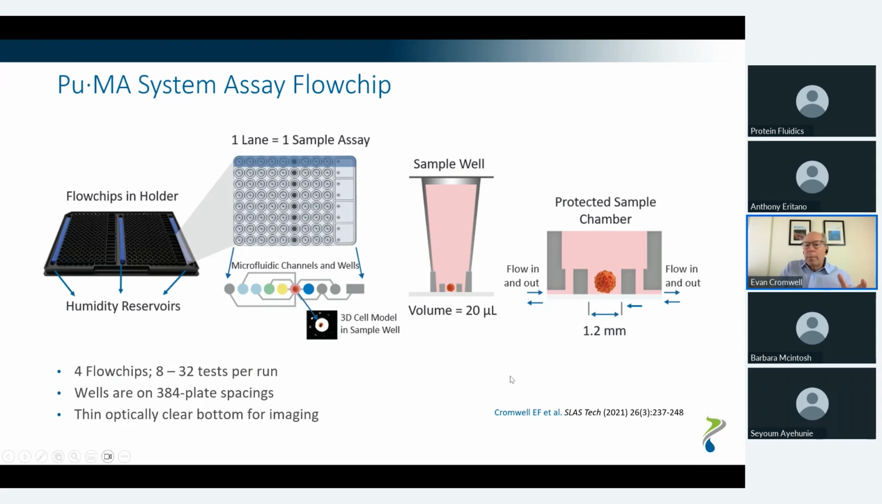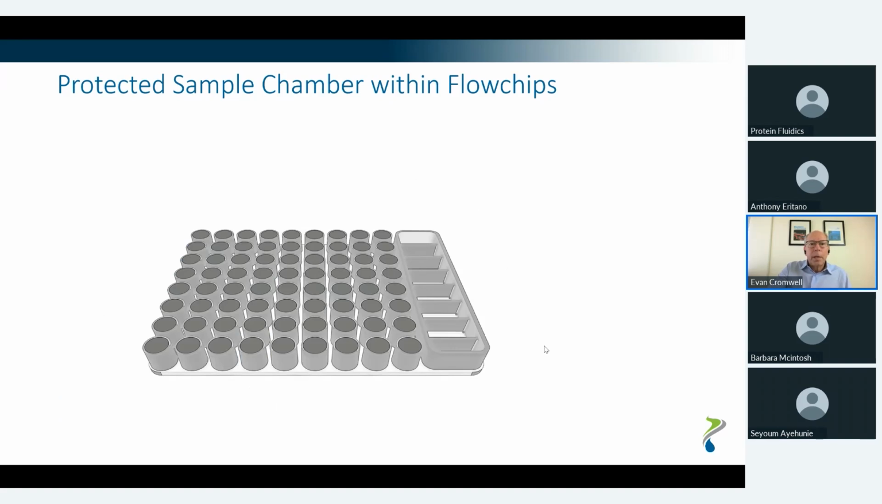It's about a 20 microliter volume, and this protected sample chamber is about 1 millimeter in diameter with a very thin, optically clear plastic on the bottom. Again, perfect for doing high resolution imaging. You also get about a 95% fluid exchange, so there's about a 1 microliter residual volume in your sample chamber. So when you're doing sample exchanges, reagent exchanges, you get 95% exchange without drying out or disturbing your sample model. So how does that work?